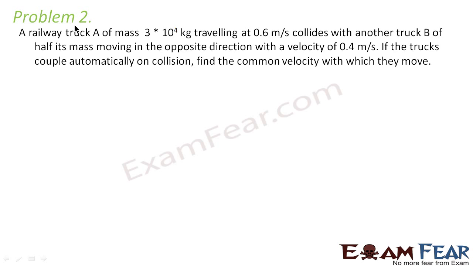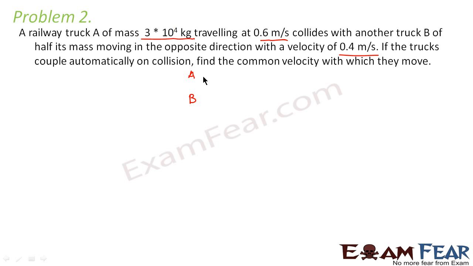The second problem says: a railway truck A of mass 3 × 10^4 kg traveling at 0.6 meters per second collides with another truck B of half its mass moving in the opposite direction with a velocity of 0.4 meters per second. If the trucks couple automatically on collision, find the common velocity with which they move. That means we have two trucks here, A and B.